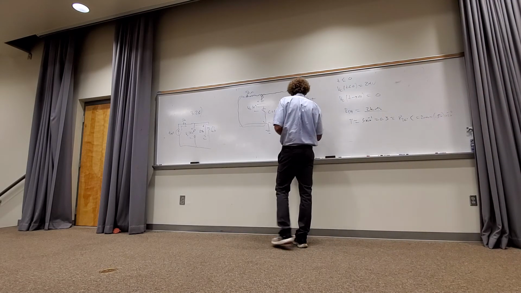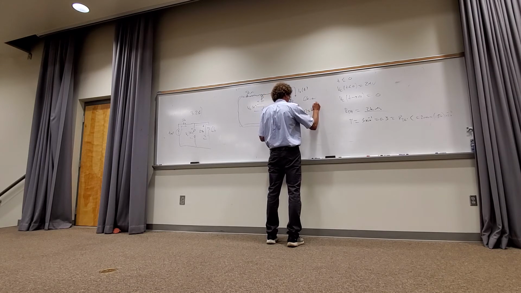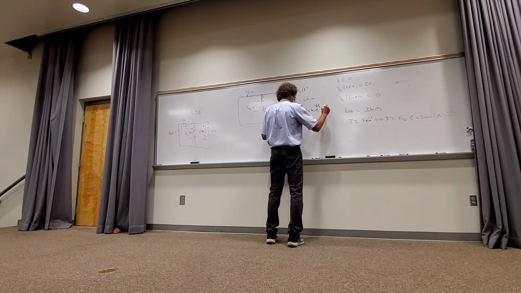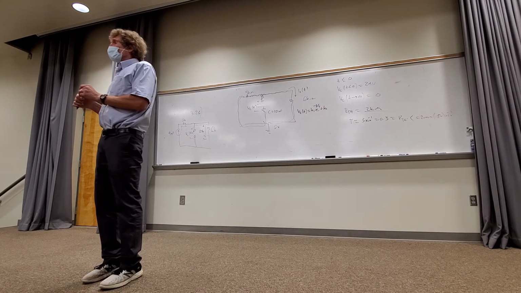All right, what's my last step? Then I come over here and I say VC as a function of t is K1 e to the minus t over tau plus K2. What can you tell me about K2 and why? Why is it 0?